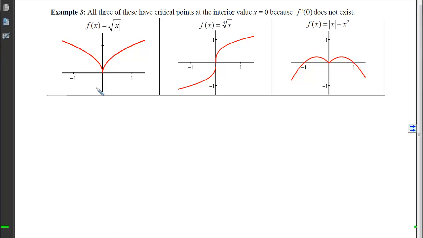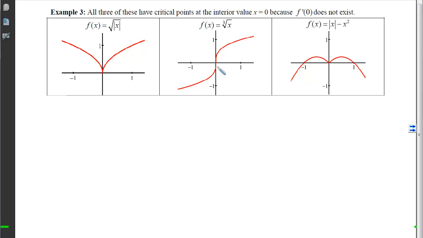We can see that on the graph of f of x equals the square root of the absolute value of x, we have a critical point at an interior value of x equals 0 because I've got a cusp and that derivative does not exist. Notice that this is also the location of a minimum and that the minimum value will be 0.